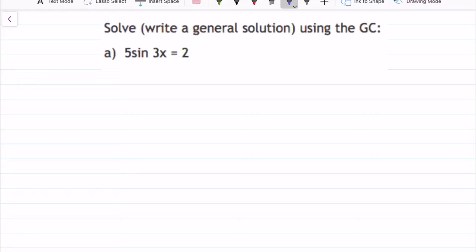First thing I'm going to do is bring everything to one side of the equation. So I'm going to get 5 sine 3x minus 2 equals 0. And that's what I'm going to graph. Now I'm going to find the period of this.